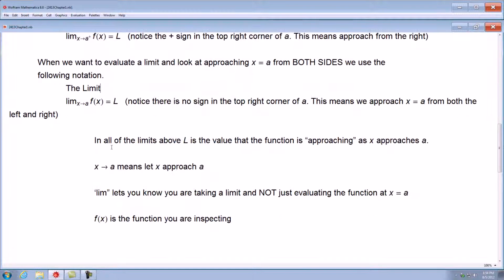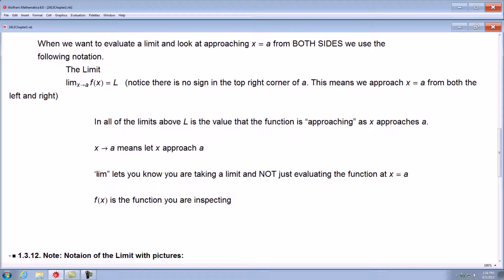And this is just a summary. In all of the notations above, L is the value that the function is approaching as x approaches a. x with the arrow going to a means let x approach a. lim tells you that you're taking a limit, not just evaluating the function. And of course, f of x is the function that you're inspecting.